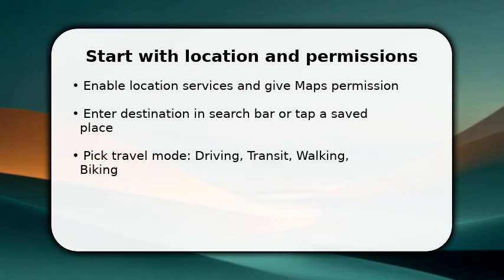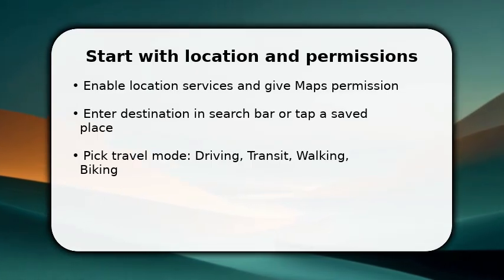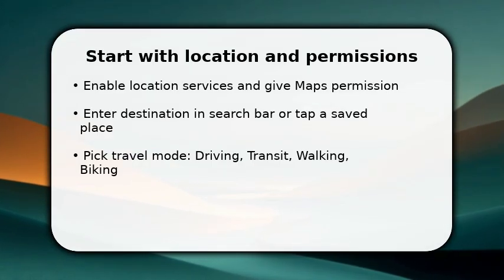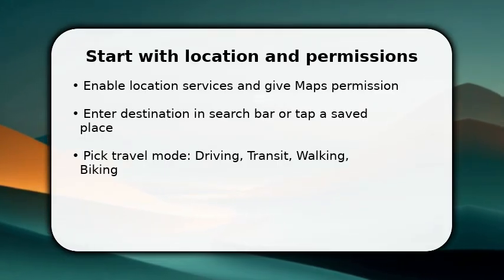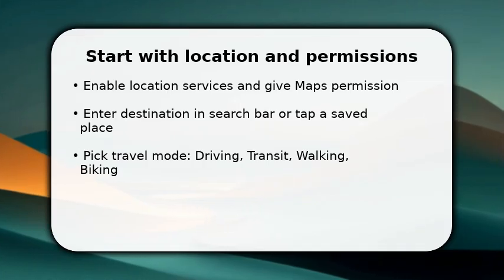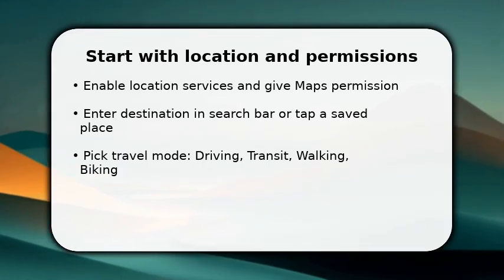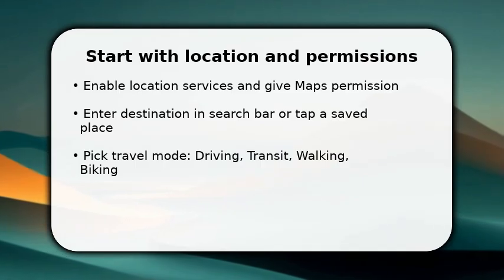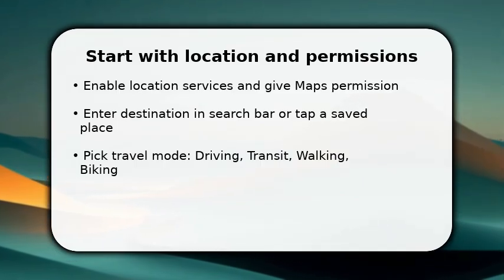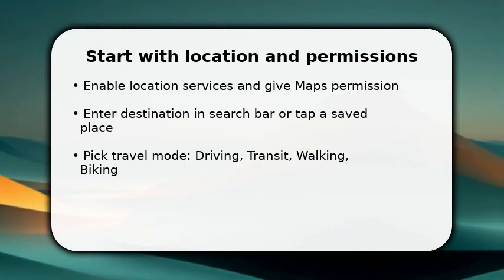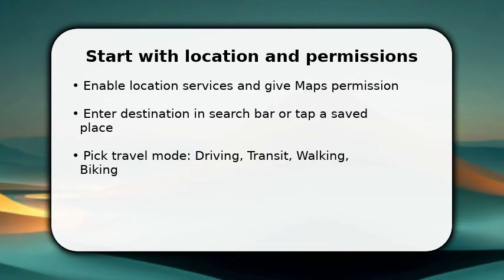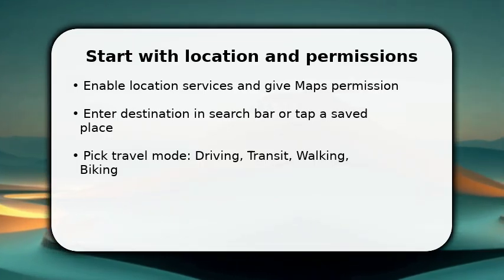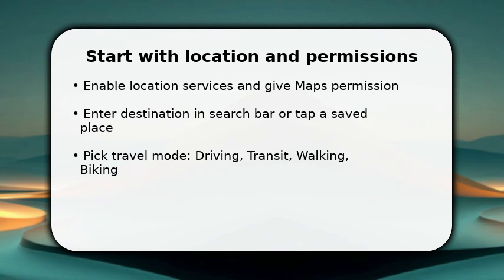You begin by making sure maps can access your location. This lets the app center on you and calculate routes. Once done, type the address or select a saved place from your list, then choose your travel mode: driving, transit, walking, or biking, because each mode changes route options and ETA. Tap directions to generate routes and review the primary route shown.